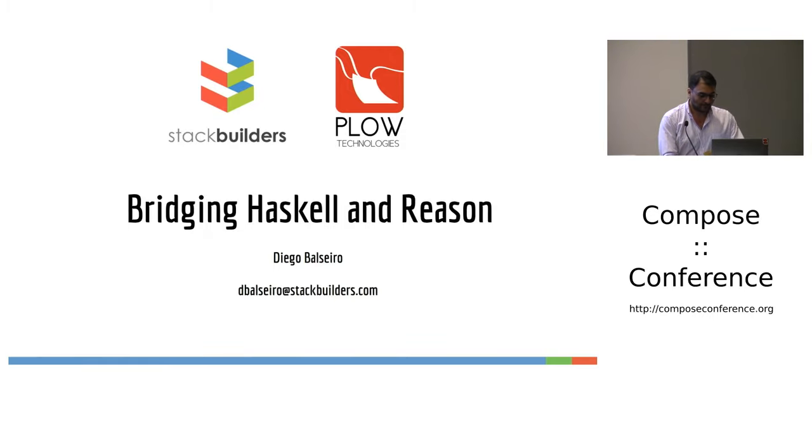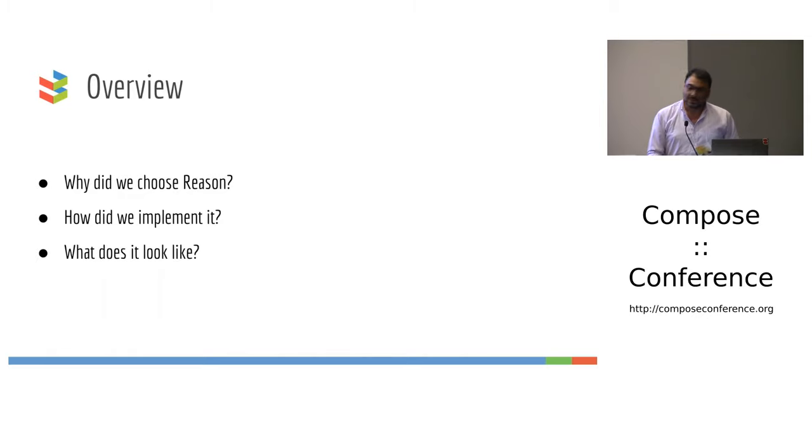So why did we choose Reason for front-end, having all these beautiful tools like Elm or React and Vue? So that's what I'm going to talk about. And how did we implement that in the solution? How did we bridge the Haskell backend with the front-end? And I'm going to show you how it looks like. And I'll do a little demo to show you, especially for today.